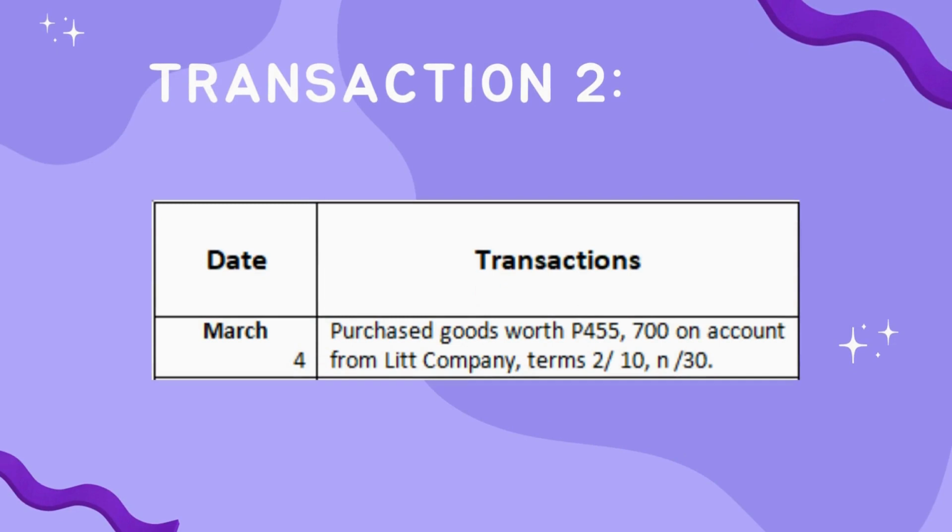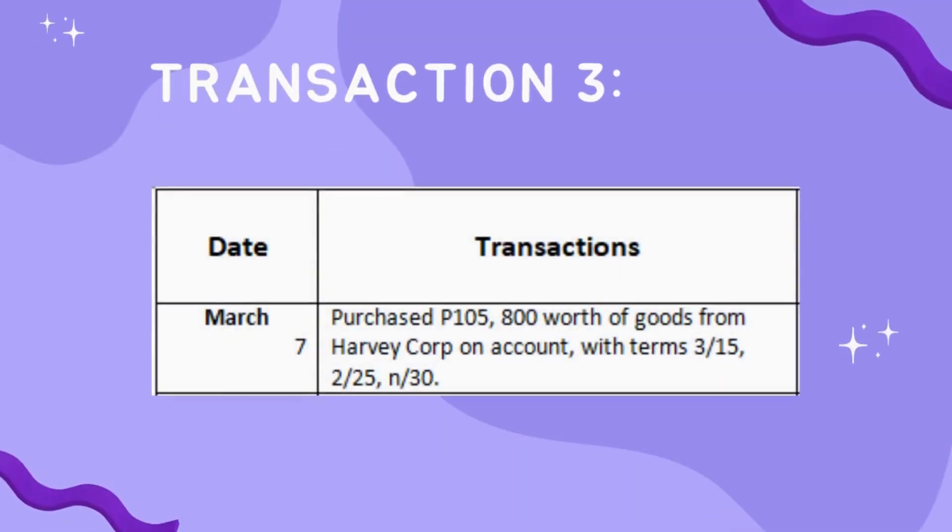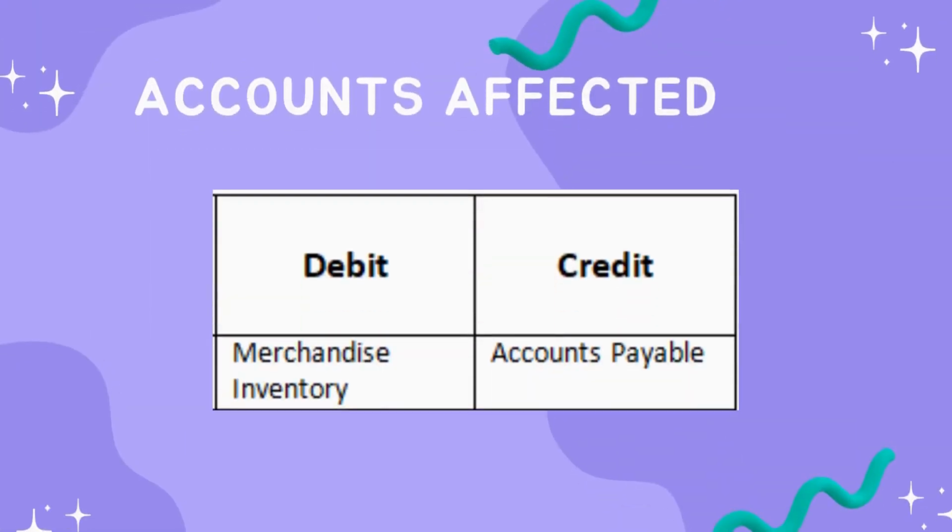Transaction 2, dated March 4. Purchased goods worth 455,700 on account from Lit Company. Terms: 2% discount in 10 days, within 30 days. Accounts affected: debit is merchandise inventory, credit is accounts payable. Transaction 3, dated March 7. Purchased 105,800 worth of goods from Harvey Corp on account with terms 3% discount in 15 days, 2% discount in 25 days, within 30 days. Accounts affected: debit is merchandise inventory, credit is accounts payable.